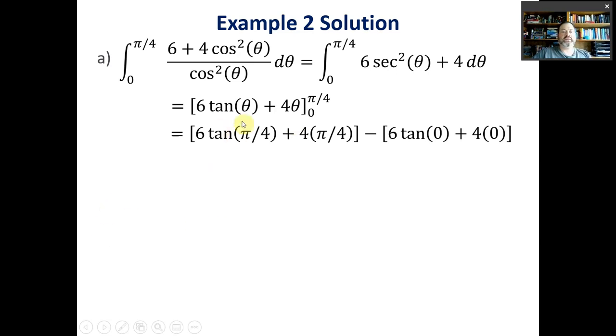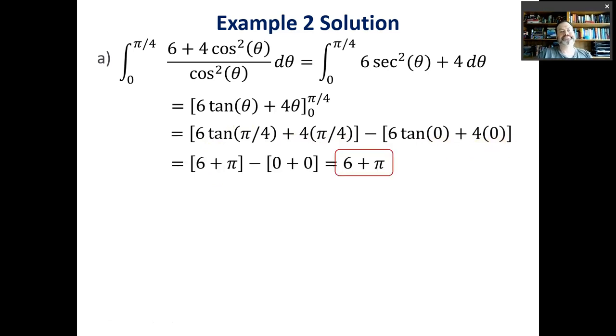And we know what all this is, right? Tangent of pi over 4 is 1. 4 times pi over 4 is pi. Tangent of 0 is 0, and that's 0. So you just get 6 plus pi. Nothing too fancy going on here.